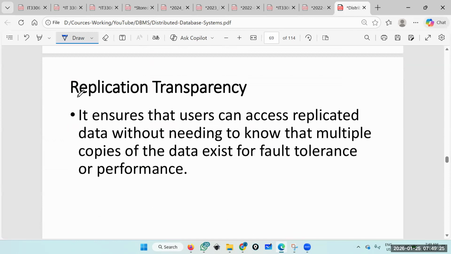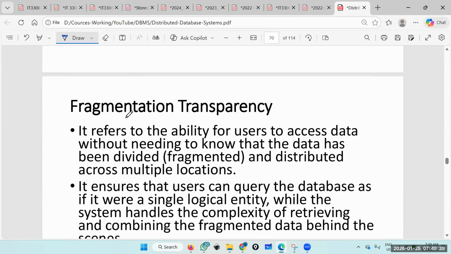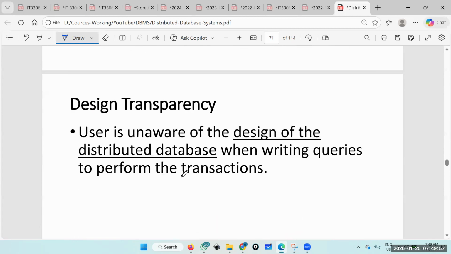Replication transparency means there can be replications, but you don't need to worry about that. You just write your query without considering the replication. Fragmentation transparency means that if the data is horizontally fragmented or vertically fragmented, you don't need to collect those and join or combine them; rather, the DBMS handles it. That is called fragmentation transparency.